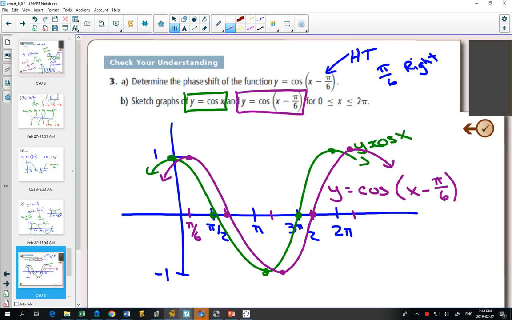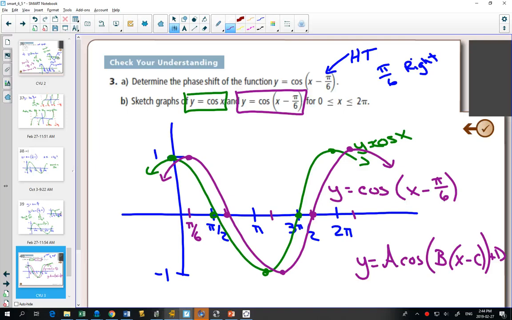So far, we know the a value affects your amplitude. The b value affects your period. And if you have a c value, it's going to move things left and right, a horizontal translation. The last thing we're going to find out in the next example is what happens when you have a vertical shift up and down.